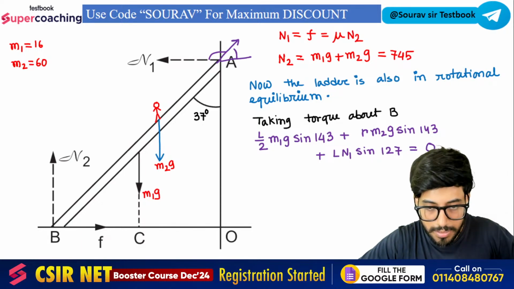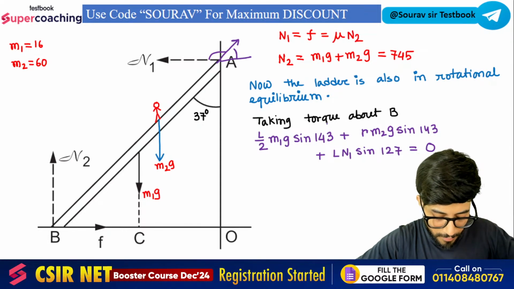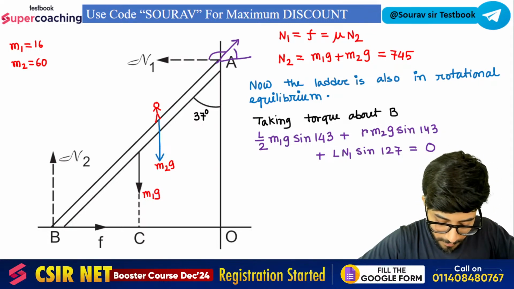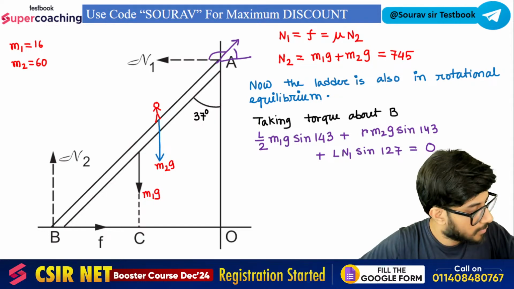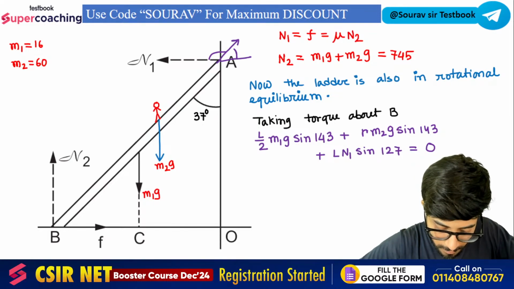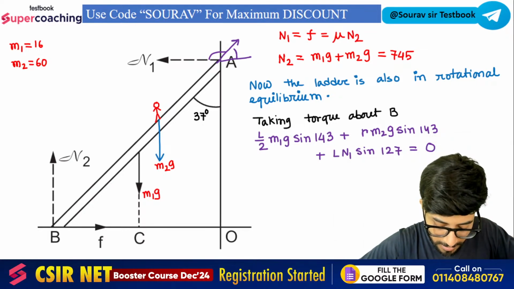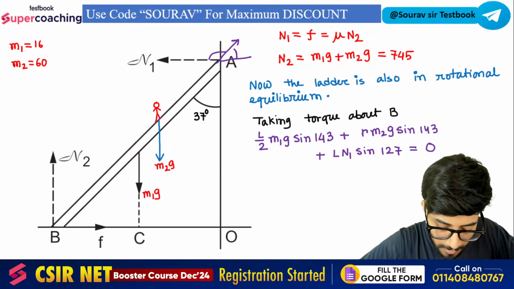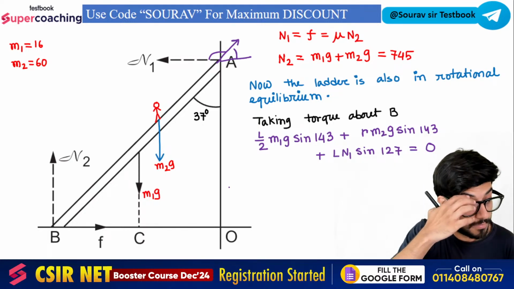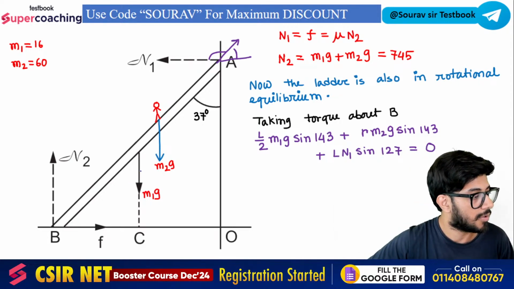So just see, this is sine of 143. Sine 143 is 0.6, and cos 37 will also be the same. Sine of 143 and sine 37 have the same value. Sine of 127 is the same value as cos 37. Okay, so let me just write it down. This torque has to be the same. All the torques have to be the same.